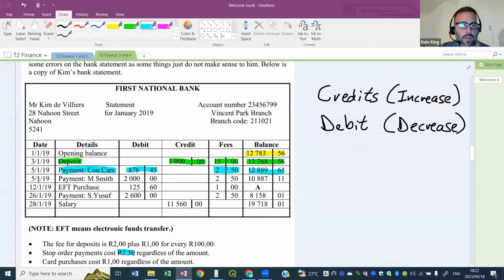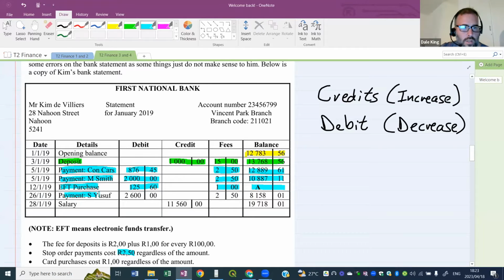Again, same thing on the 5th of January. Mr. Smith had money paid to him. It came out of our account, 2,000 Rand, and also 2 Rand 50 was the charge, and that decreased the bank balance. Then 12th of January, EFT purchase. This is a purchase at a shop or something, 125 Rand 60 and a 1 Rand fee for that. And we don't know what the bank balance is. They obviously want us to calculate that later on.